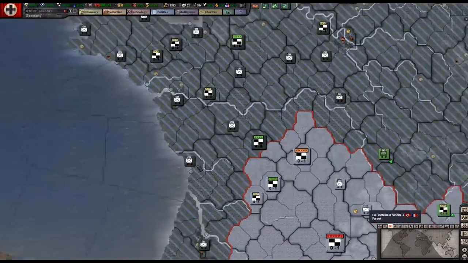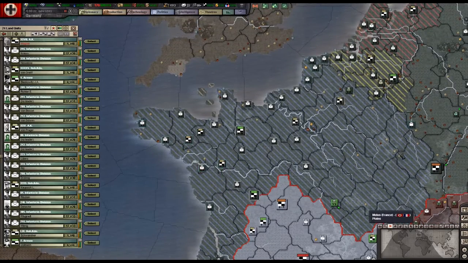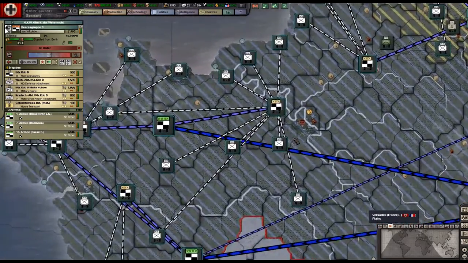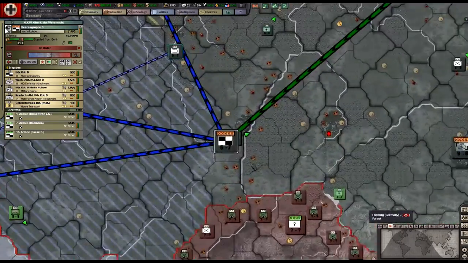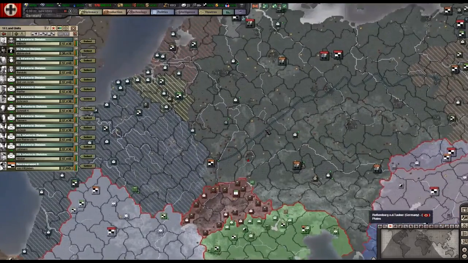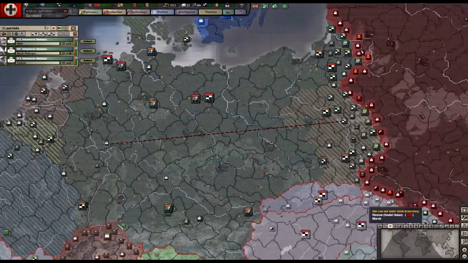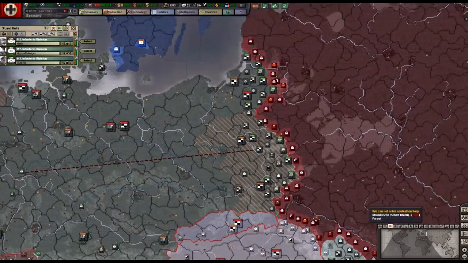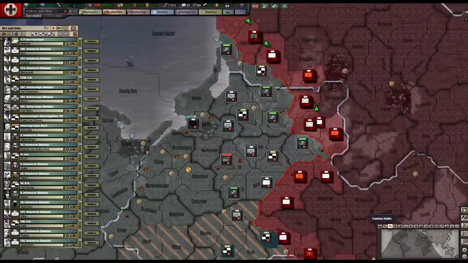I don't have time to show you the historical order of battle, but basically these are the forces located in France. Those guys here who are moving are the reserves that Germany planned to transfer to the Eastern Front by July 1941, and here are all the historical divisions deployed.